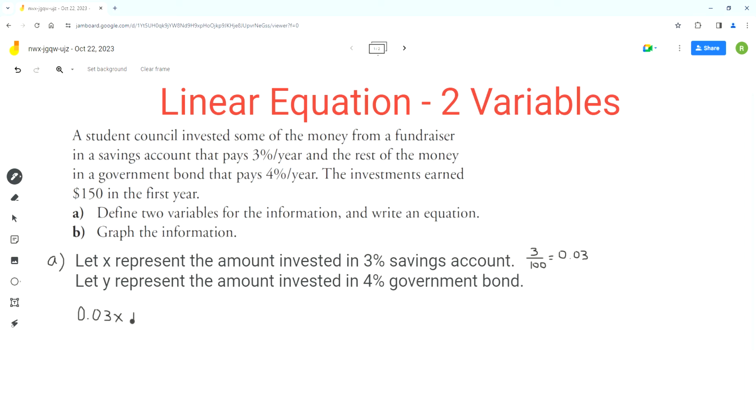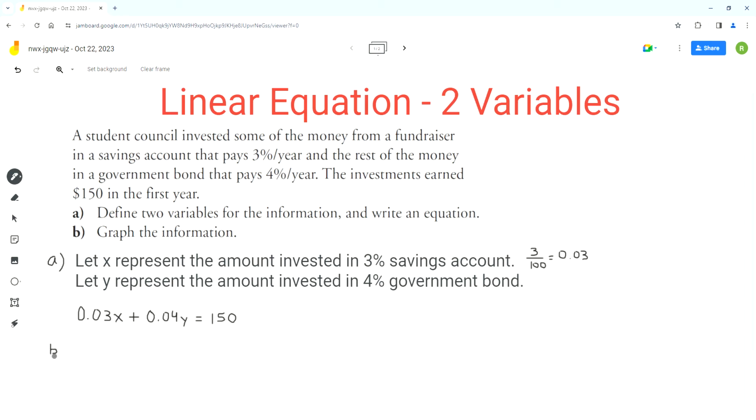plus, now we have to write an expression for the interest earned from the government bond, and that will be 0.04y because y is the amount invested in the government bond, and the sum of these interests is equal to 150 because that's the total amount of money earned in the first year. So this is the equation for this situation. So now we can answer part B.